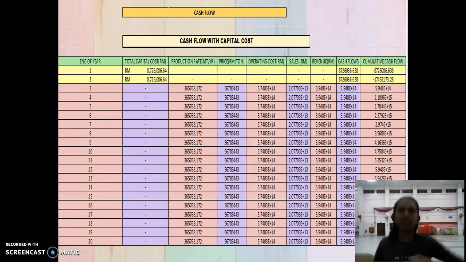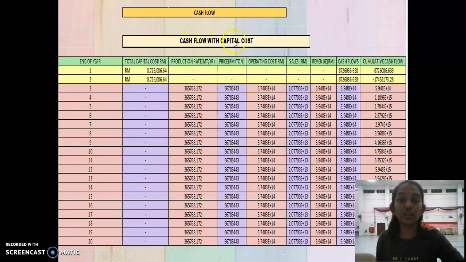So now we'll look at the cash flow. Cash flow is divided into two cash flows, which is cash flow with capital cost and cash flow without capital cost. So cash flow with the capital cost includes the initial capital cost that you already calculated previously, which is 8,726,086.64 cents. So this will be our cumulative cash flow for the 20 years. And it will end up with 7.06.64 to the power of 16,000 ringgit for 20 years.